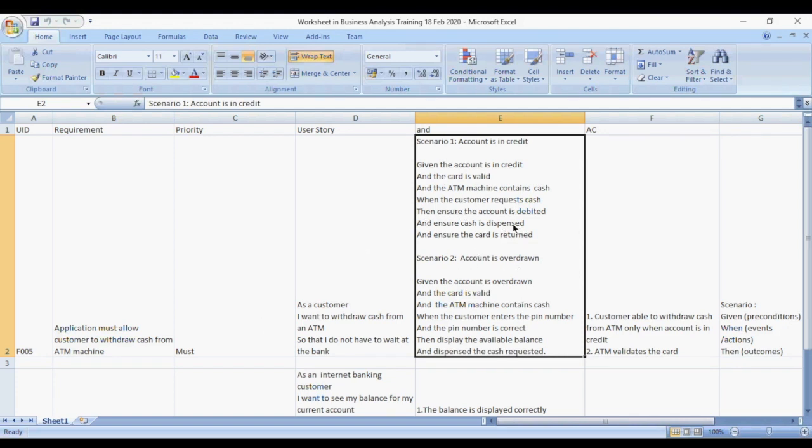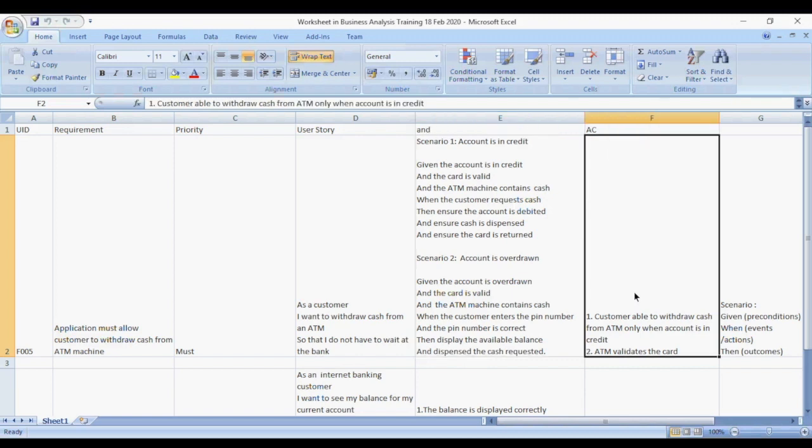It depends. What you just need to understand is how to write it. If you have more than two actions, you can see I said ensure cash is displayed, ensure the card is returned, and also the account is debited. Here I'm just saying make sure the cash is displayed, display the available balance, and also you could have given, when, then and and. So that's what you just need.